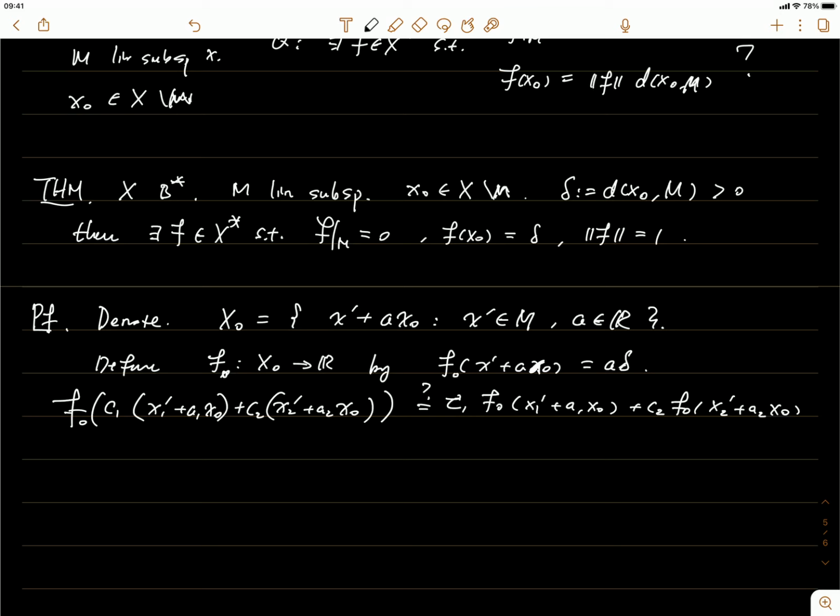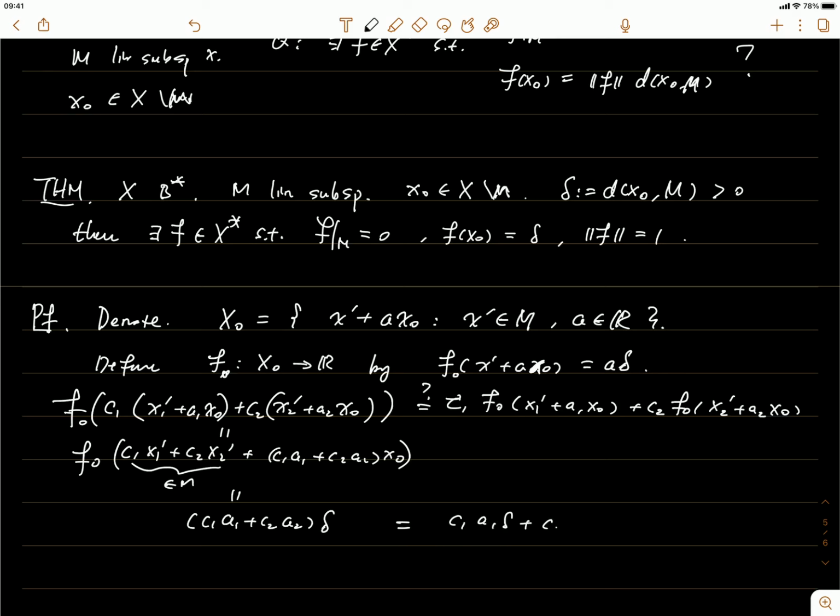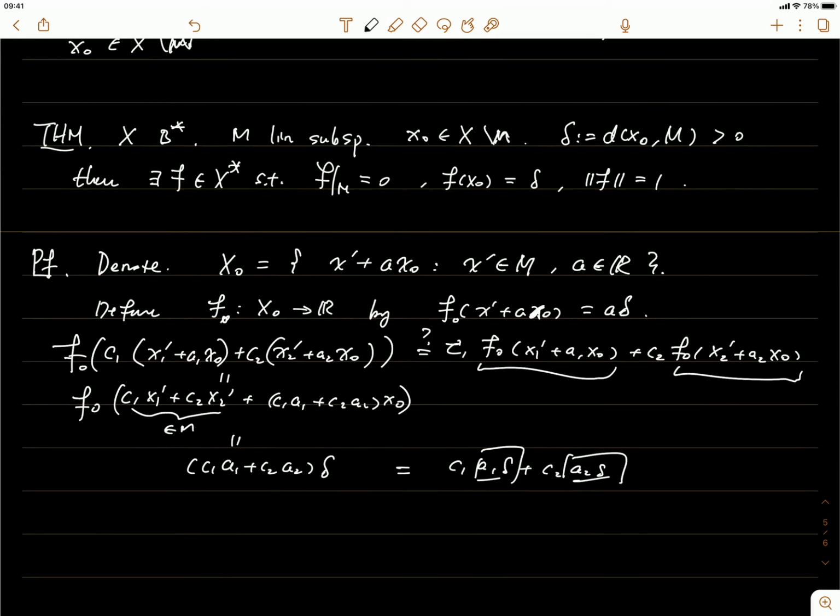Okay, that's not difficult to show, you just combine the c1 x1 prime plus c2 x2 prime, and then you have the c1 a1 plus c2 a2 together times x naught. Right, that's what happens inside. And because of the definition of f naught, this part is just in M. Okay, and this will be just equal to c1 a1 plus c2 a2 times delta. And apparently this is equal to c1 a1 delta plus c2 a2 delta. And you can show that this part is just equal to this, and this part is equal to this. And that shows that this f naught is actually linear. Okay? It's a linear functional.